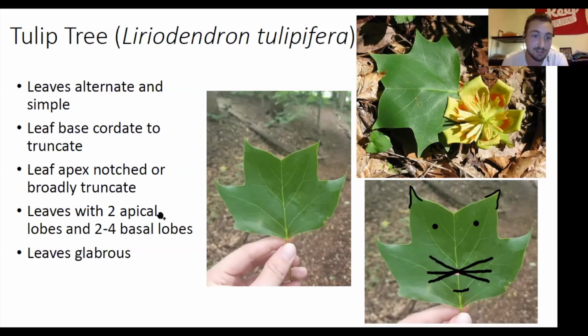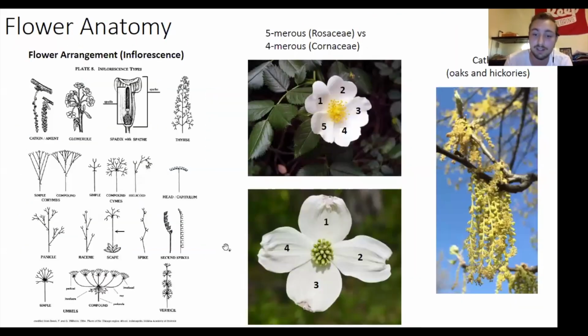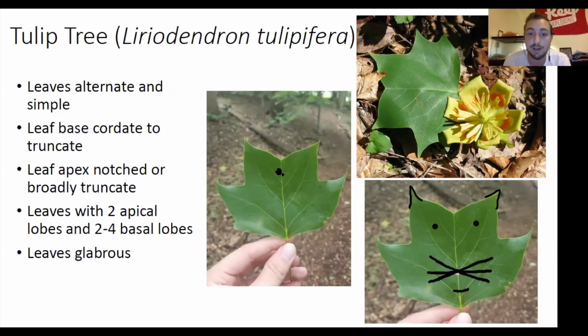So when the leaves refer to the 2 apical lobes and the 2 to 4 basal lobes, the apical lobes are up here, and our basal lobes at the bottom half of the leaf are referred to here. So 1 and 2, 3, 4. This one can be larger in some leaves and extending downwards, making the leaf base cordate. But it does look like our apex and bases are cut off, and sometimes you can even have a little notch here at the tip of the leaf. And this leaf is also very smooth, similar to our beech.